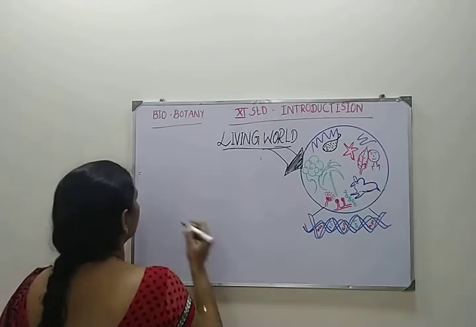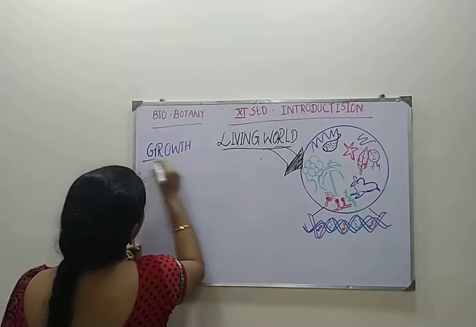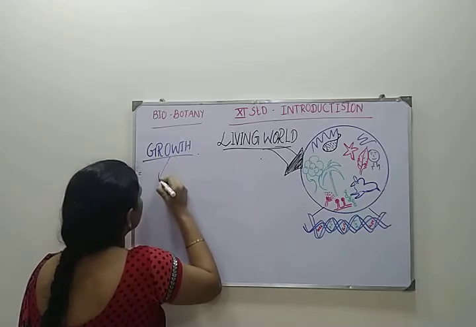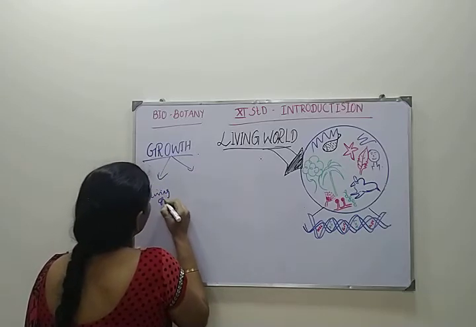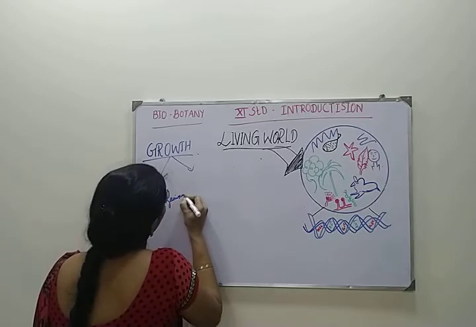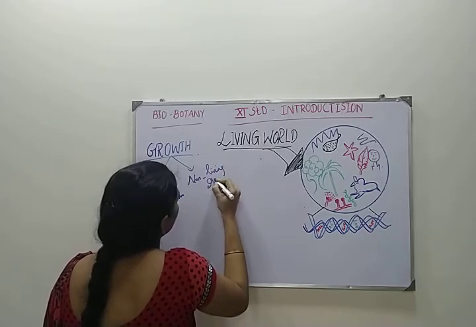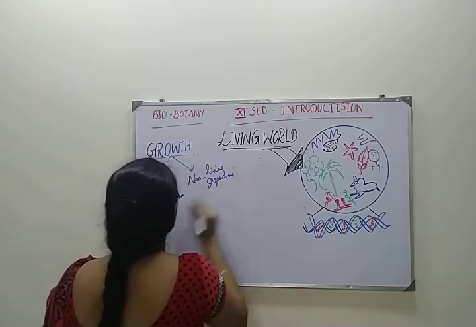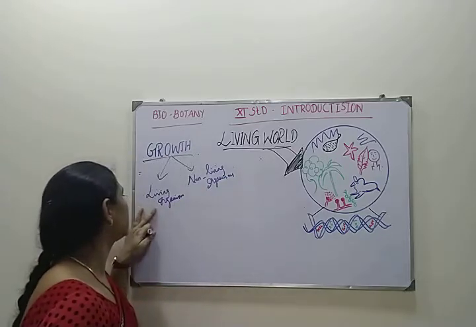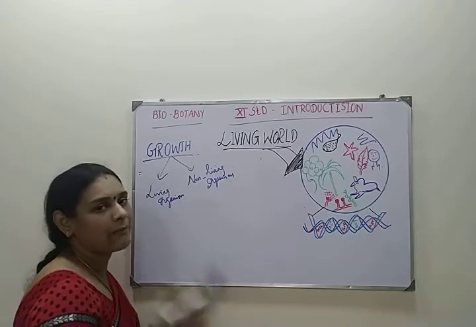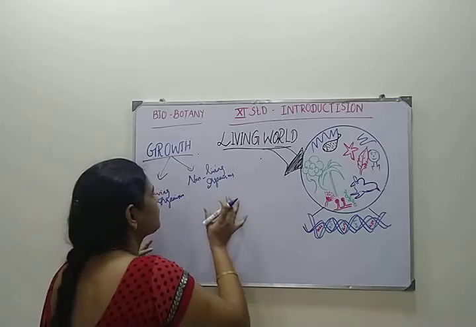So first I will explain about growth. Growth: we will take 2 things, living organisms and non-living organisms. Living things and non-living things are there. If you take living things, you know that all plants, animals, microbes, humans, everything comes here. And this is non-living things.